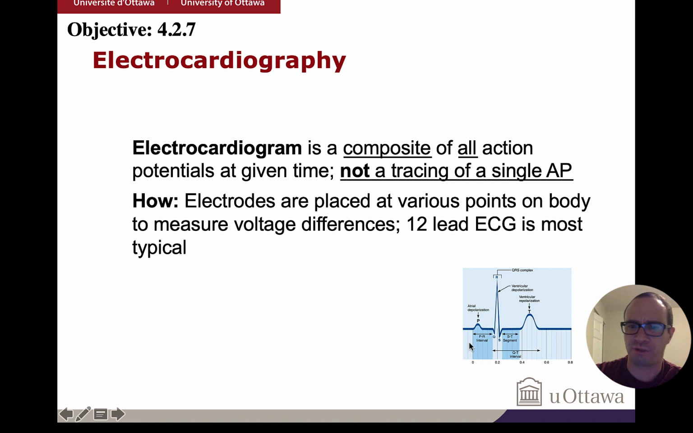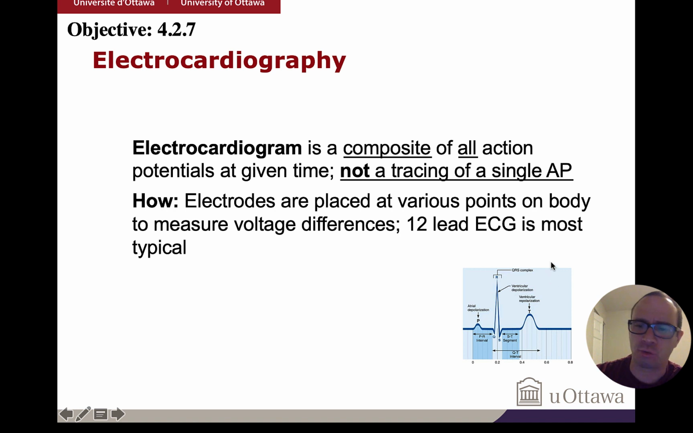And we're going to go through what each of these things mean. But what I want to emphasize here is that with an electrocardiogram, what you see is the peaks and valleys, and there's no simple explanation for why a peak might go up and why you might have a valley down in the other direction. An electrocardiogram is a composite of all the electrical activity going on in the heart at a single time. It's not a tracing of a single action potential.